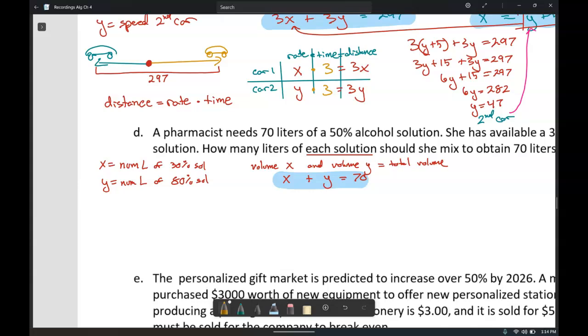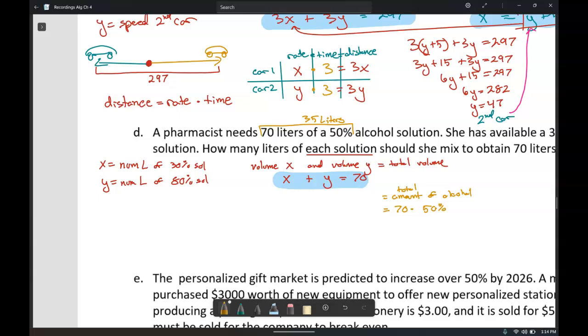So the pharmacist needs 70 liters of a 50% alcohol solution. Well, this means that only 35 liters of that solution is actually alcohol. And so what we're looking at is the amount of alcohol in the solution, and for our equation, we're looking at the total amount of alcohol. Well, to find the total amount of alcohol, that was 35 liters, I just multiplied 70 by 50%.